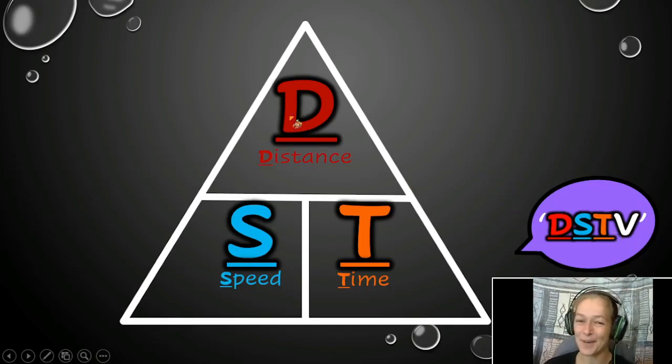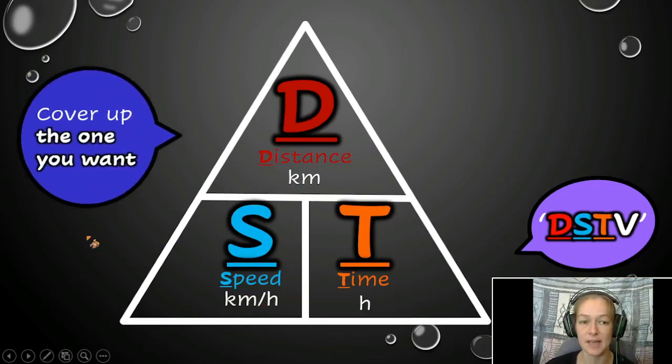Anyway, the D is on top, DST, and it's going to be distance. We measure it in kilometers, sometimes in meters, time in hours or seconds, and speed obviously needs to relate to the quantities you're using in your particular problem. So if we had meters and seconds, of course your speed would be meters per second. Okay, now how do we use it?